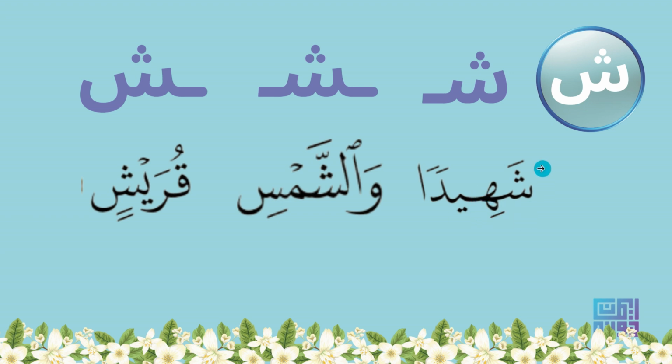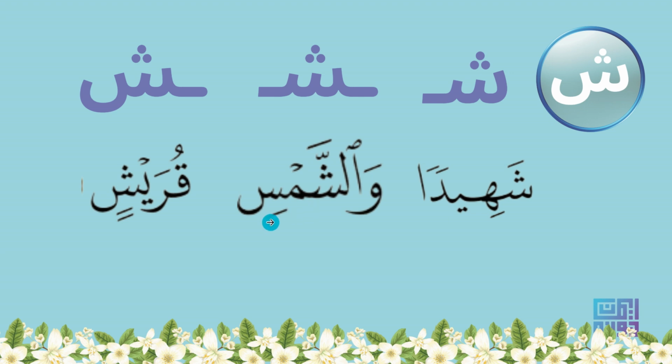So the Sheen with its 3 dots, how do you differentiate it from the letter Tha, which also has 3 dots? The Sheen has 3 teeth, okay? But the letter Tha has only 1 tooth. This is how it's written in the middle, connected from both sides.